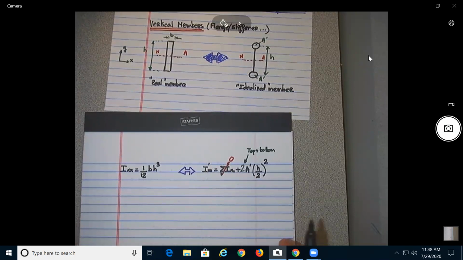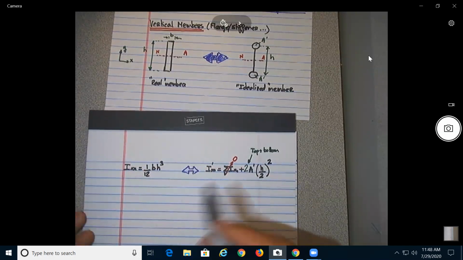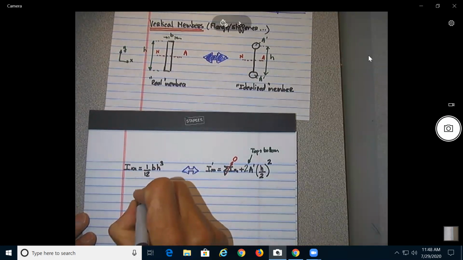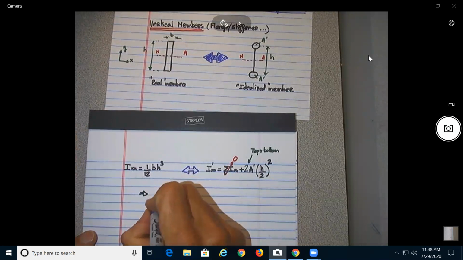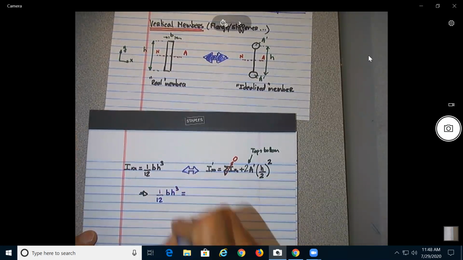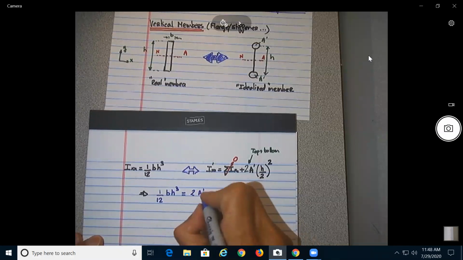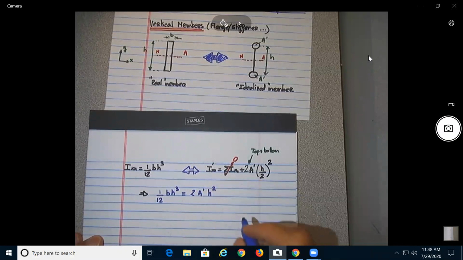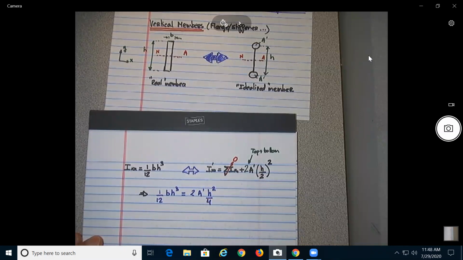Okay, so what do we need to have? We need to have these two to be equal to this one, no? So this will mean what? That we need to have 1/12 b h cubed equal to 2 times A prime h squared over 4, okay?